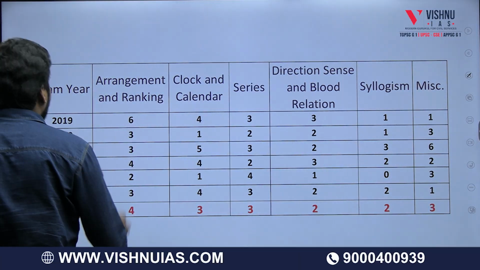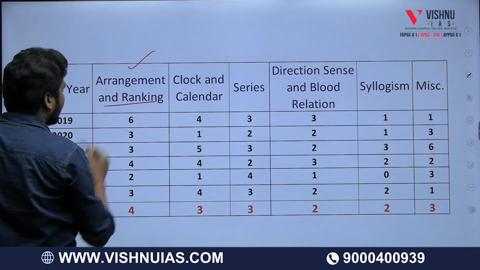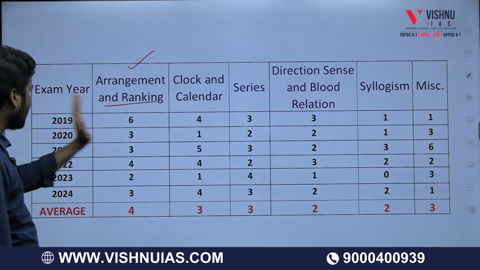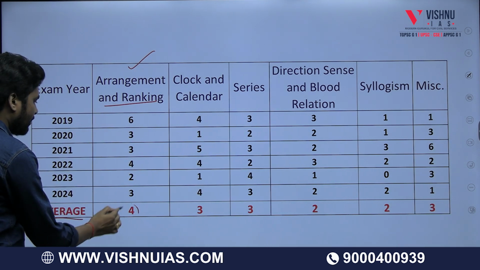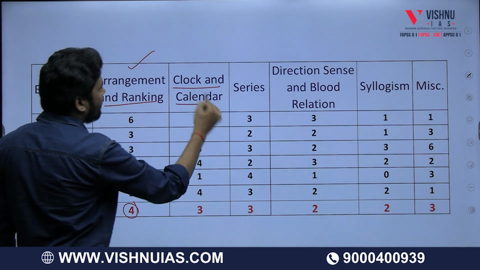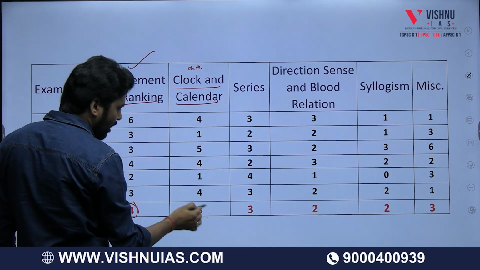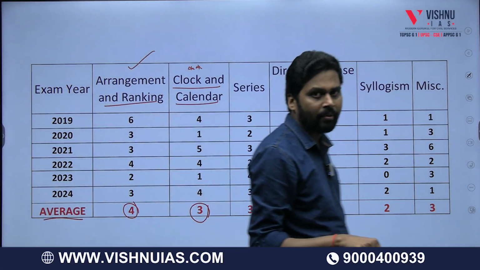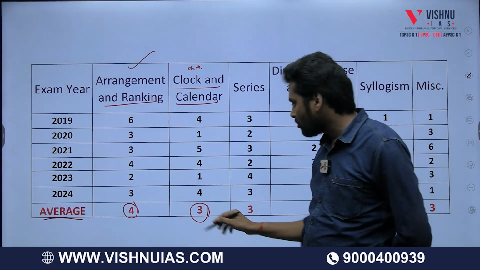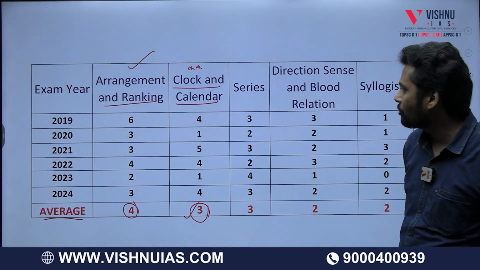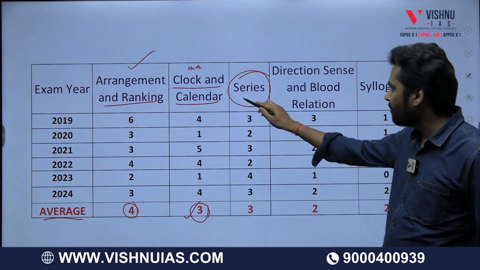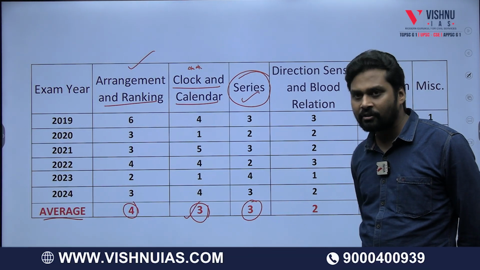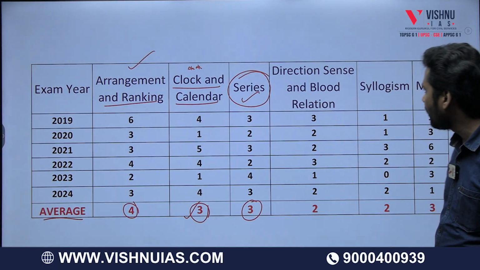You can see again seating arrangement and ranking. And every year, how many questions did you get? It was displayed on the board. On an average, we get 4 questions. And clocks and calendars, another important topic. Every year we are getting questions from these 2 topics. On an average, we are getting 3 questions from them. And also number series. Again, every year we got questions from number series. The number of questions allotted to this is on an average 3.